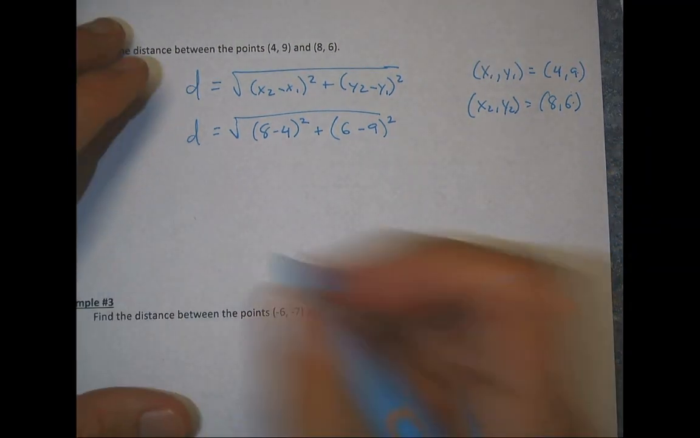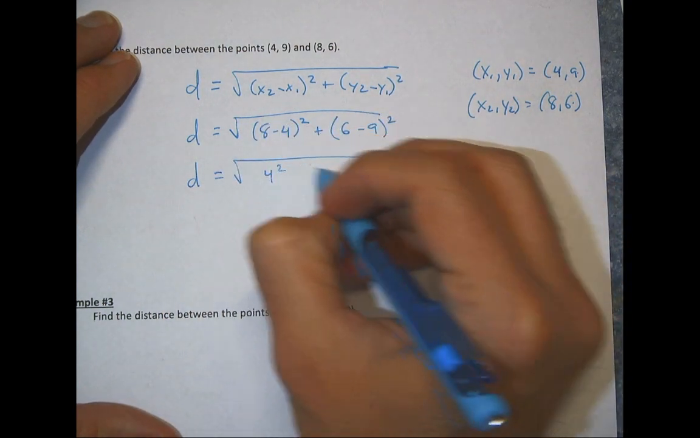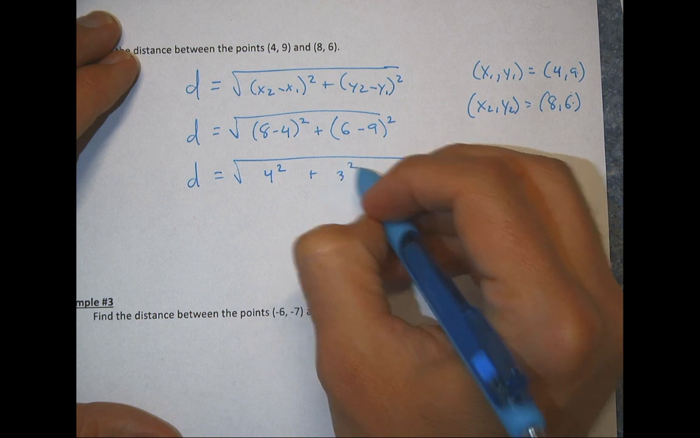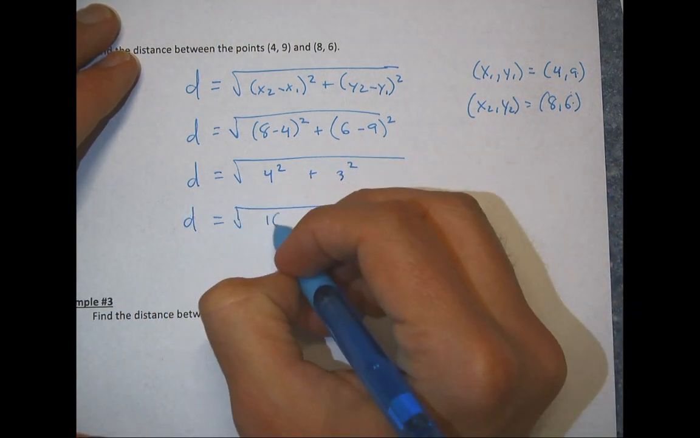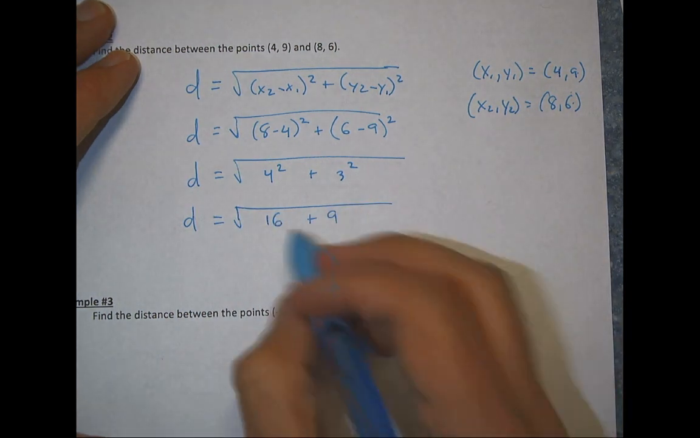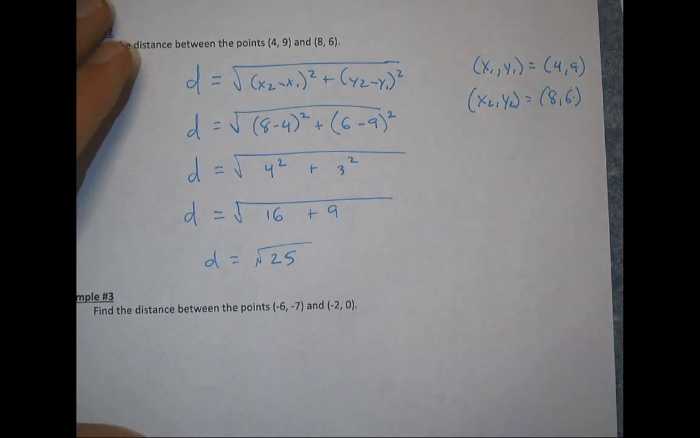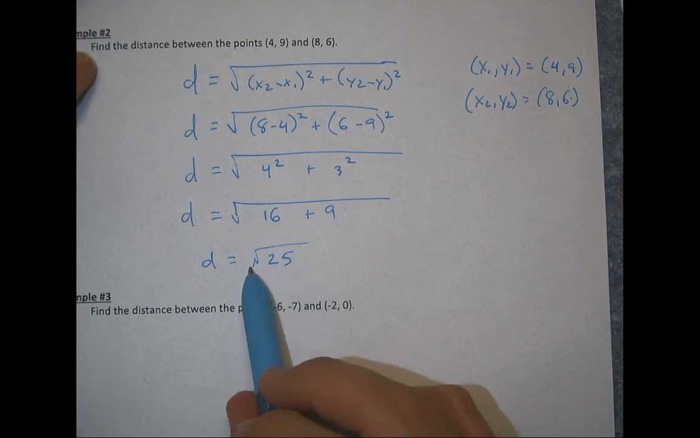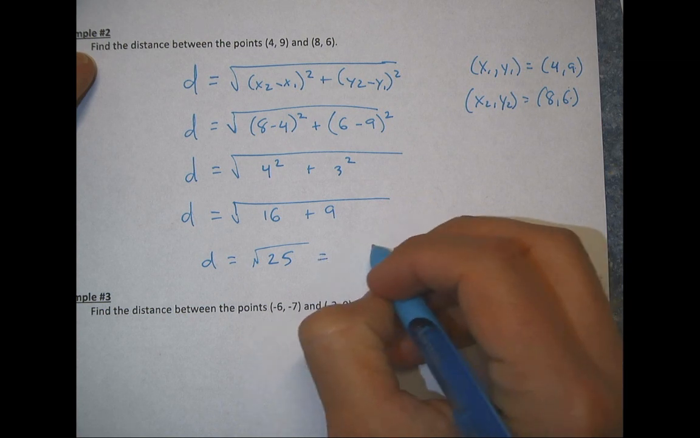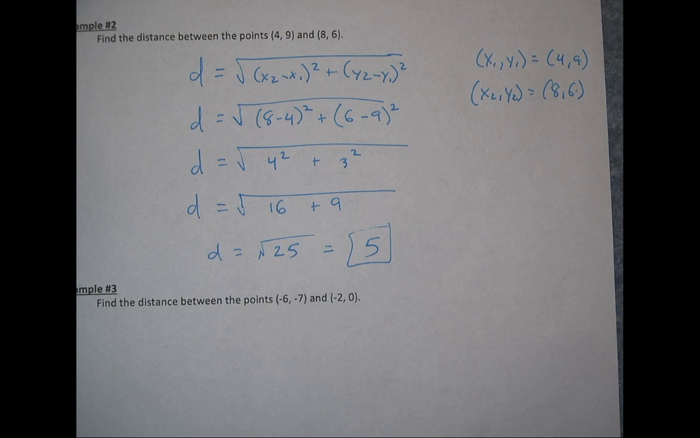I'm going to start simplifying here. So 8 minus 4 is 4. 6 minus 9 is 3. So 4 squared is 16. 3 squared is 9. I put those together, and that is 25. So the distance between these is the square root of 25, and that is a perfect square on its own. There is a number that if you square it, you get 25. So the square root of 25 is 5, and so the distance between those 2 points is exactly 5 units.